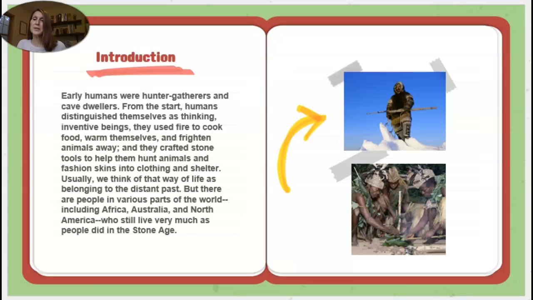Introduction. Early humans were hunters and gatherers and cave dwellers. From the start, humans distinguished themselves as thinking, inventive beings. They used fire to cook food, warm themselves, and frighten away animals, and they crafted stone tools to help them hunt animals and fashion skins into clothing and shelter. Usually, we think of that way of life as belonging to the distant past, but there are people in various parts of the world, including Africa, Australia, and North America, who still live very much as people did during the Stone Age.